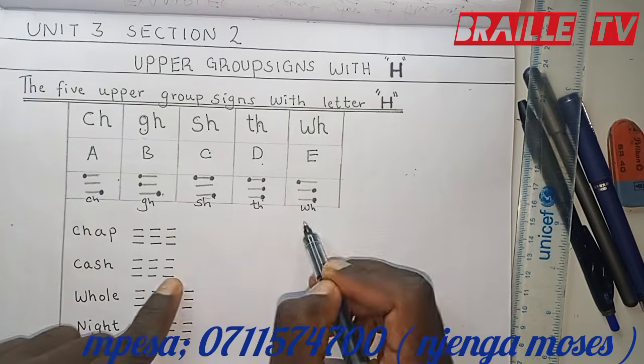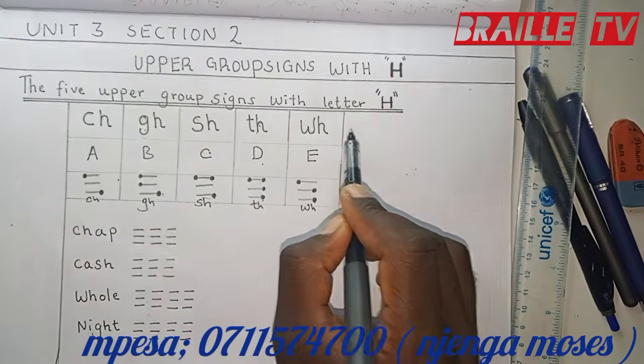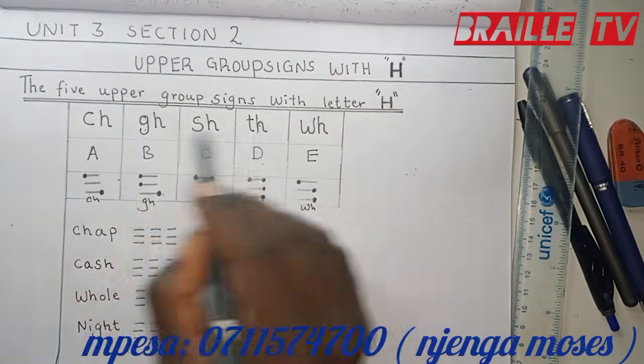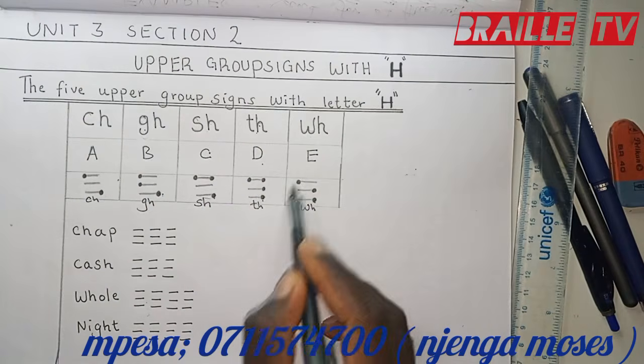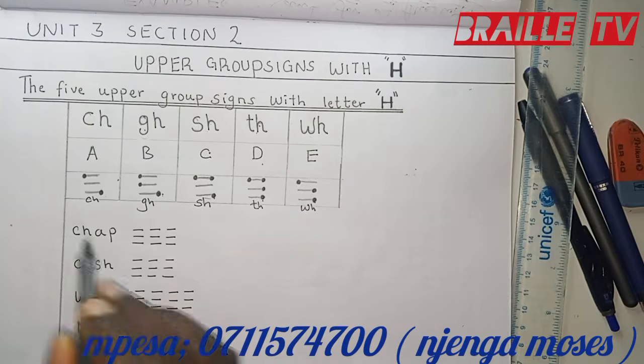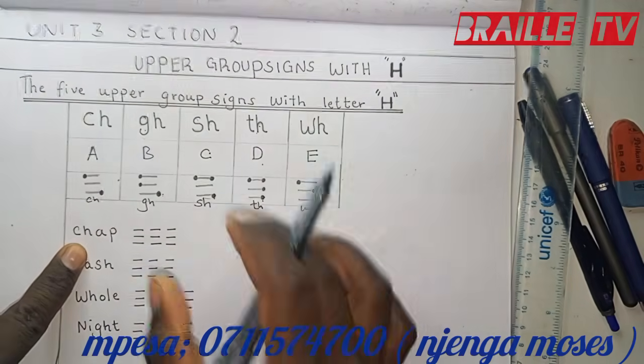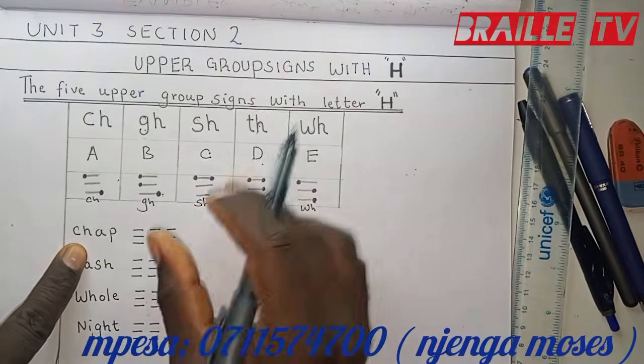So these are the group signs formed by these 5 group signs with letter H. This is how they look in Braille. Now let us come up with some words and see how they are applied as group signs. How are they used as group signs?